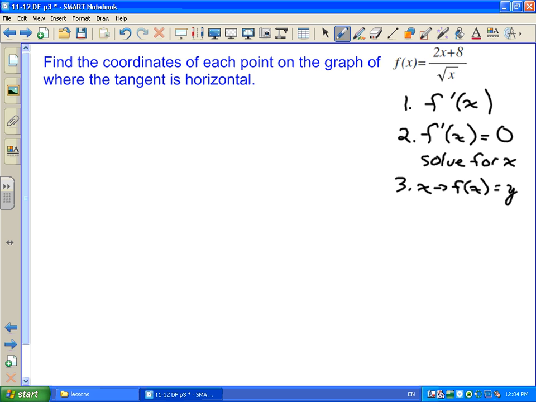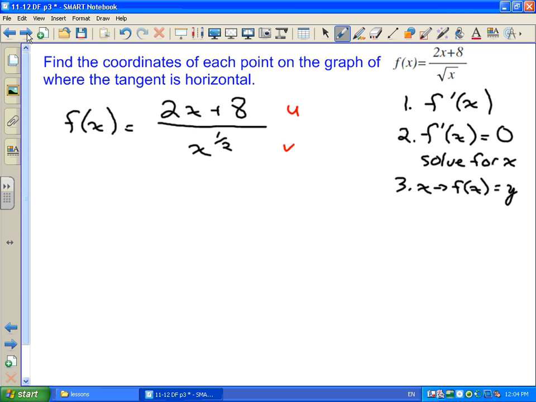So let's start by trying to find our derivative here. And before we do the derivative, I'm just going to rewrite this as 2x plus 8 divided by x to the 1/2. Change my root into a fractional exponent. I got a quotient here, so I know I'm going to have to use my quotient rule, with u being 2x plus 8 and v being x to the 1/2.